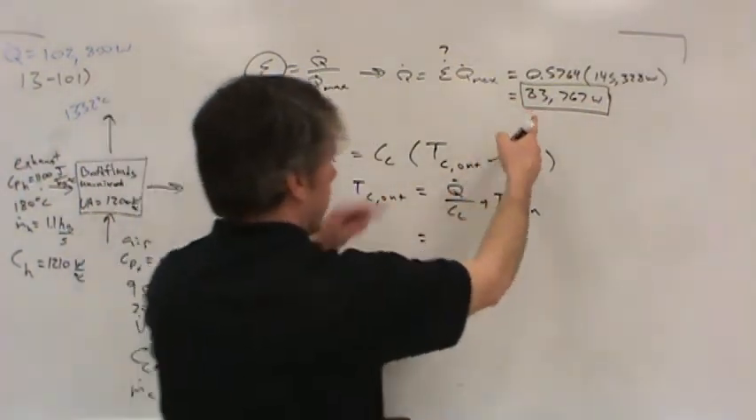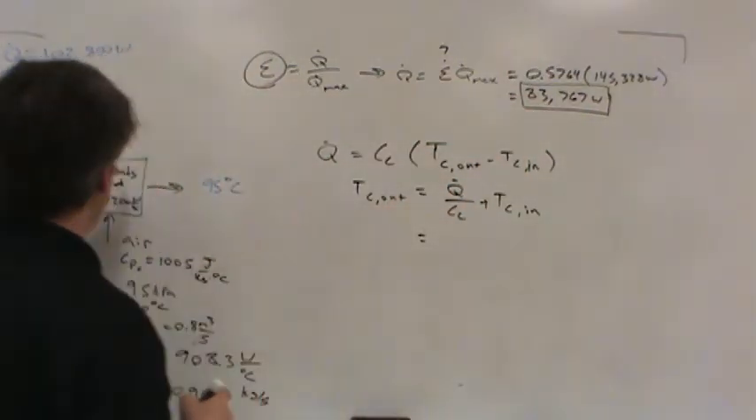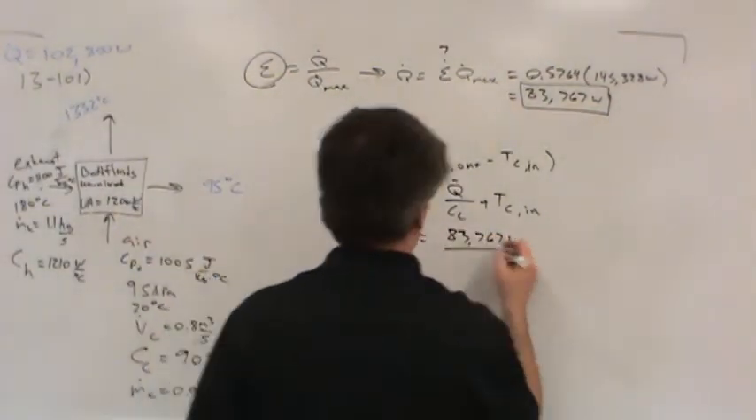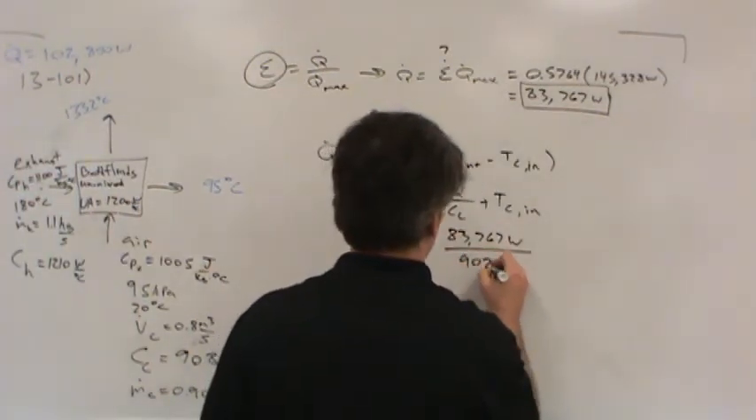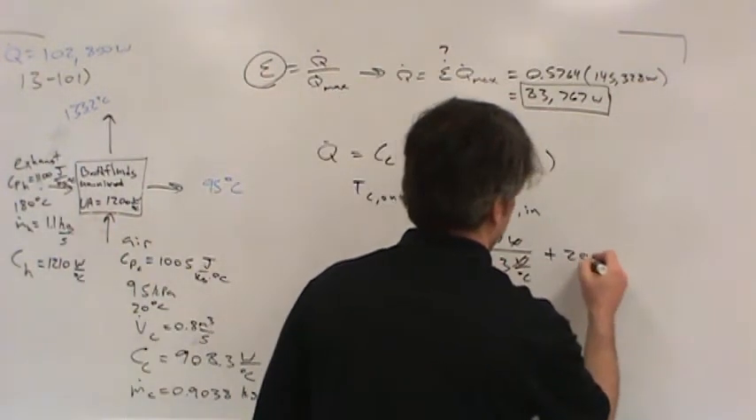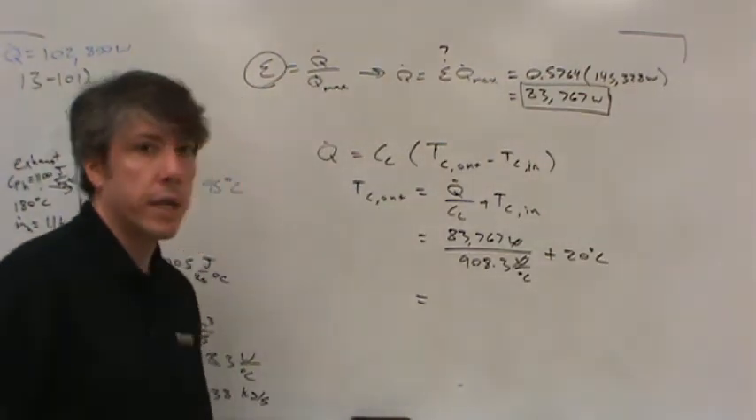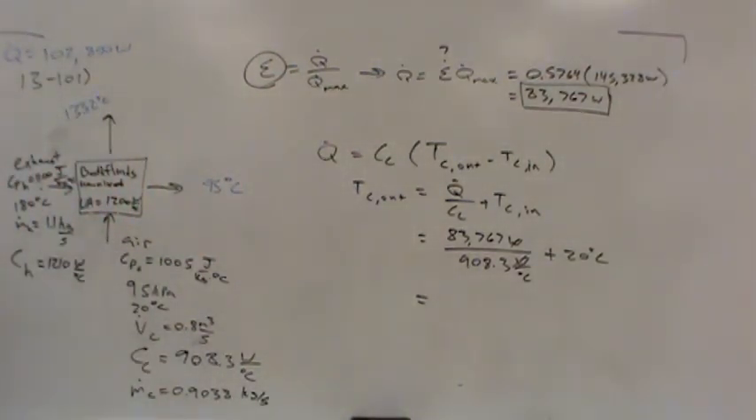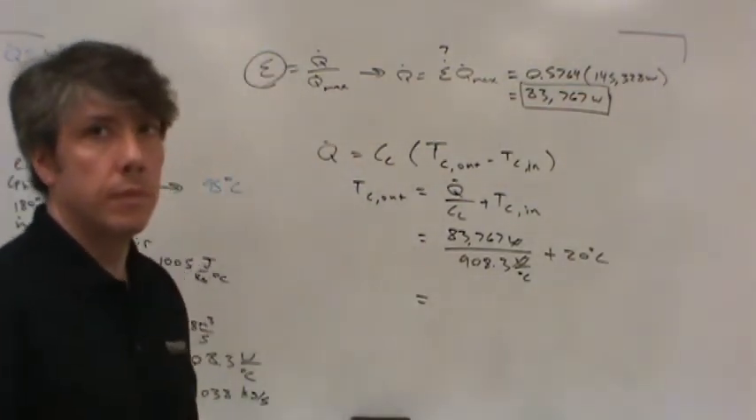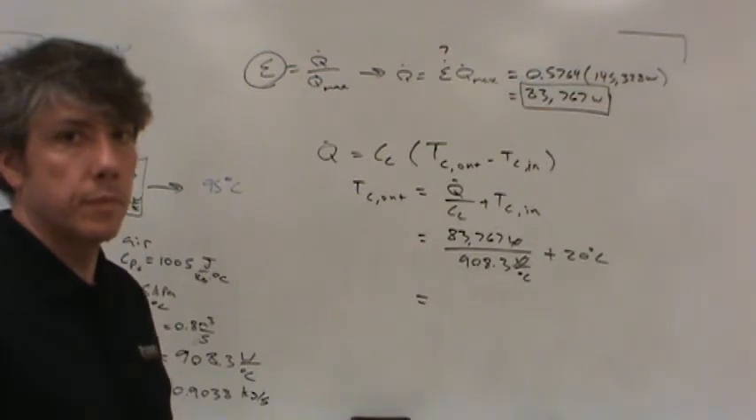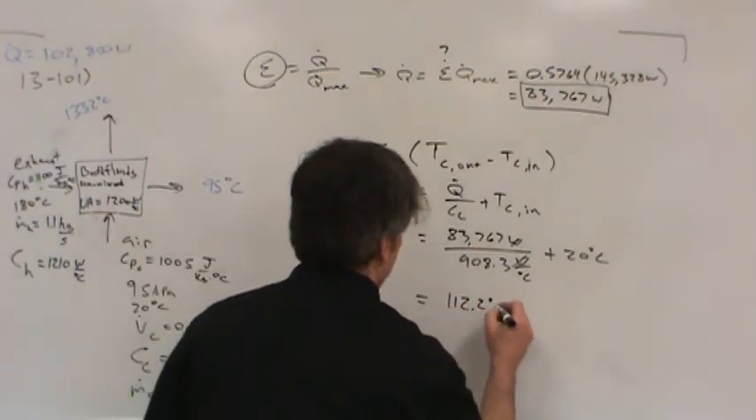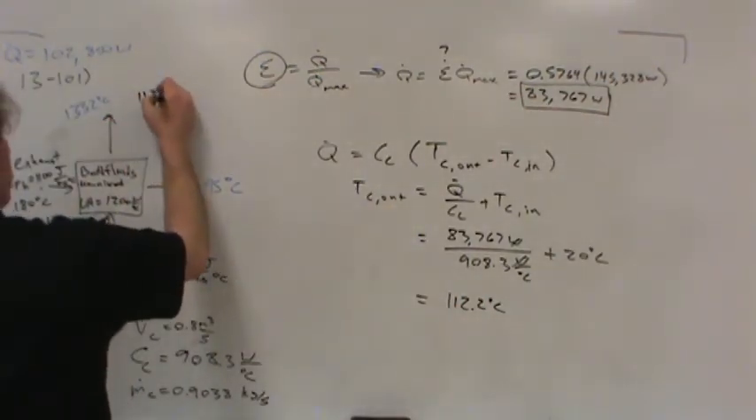So Q dot, then we're going to use this, right? Because we're trying to predict the exiting temperature on the cold side. So that would be 83,767 watts. Capacity rate on the cold side, 908.3 watts per degree Celsius. The watts go away. Plus the temperature of the cold stream in, 20 degrees Celsius. So you tell me, how hot would the air come out once the heat exchanger's fouled? Okay, so it should be 112.2 degrees Celsius.